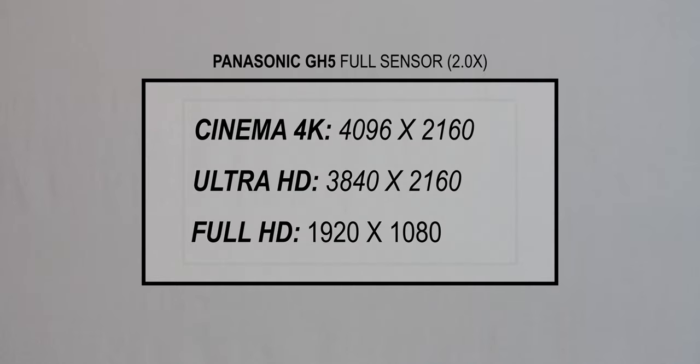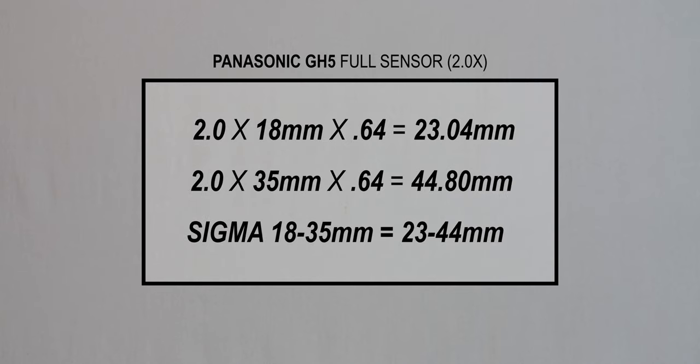Unlike the GH4, which has a 2.3 times crop factor when filming in 4K, the GH5 maintains a 2 times crop factor. This means the GH5 utilizes the entire sensor when filming in its various resolutions. With the crop factor, focal length, and speed booster factored in, the Sigma 18-35mm focal range essentially becomes 23-44mm.